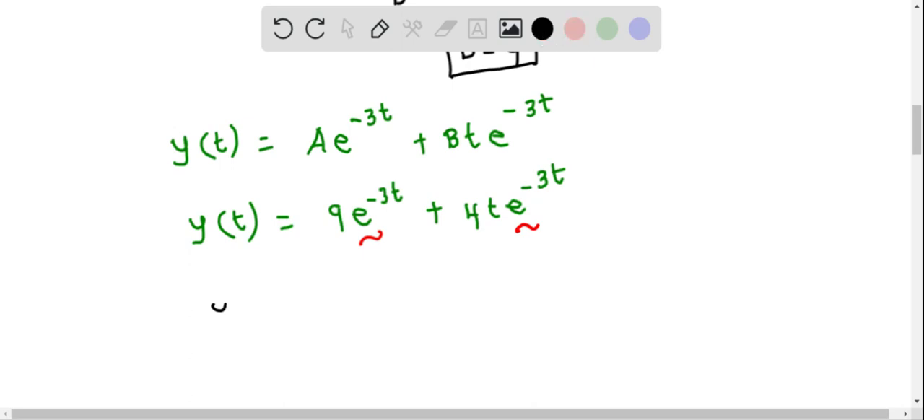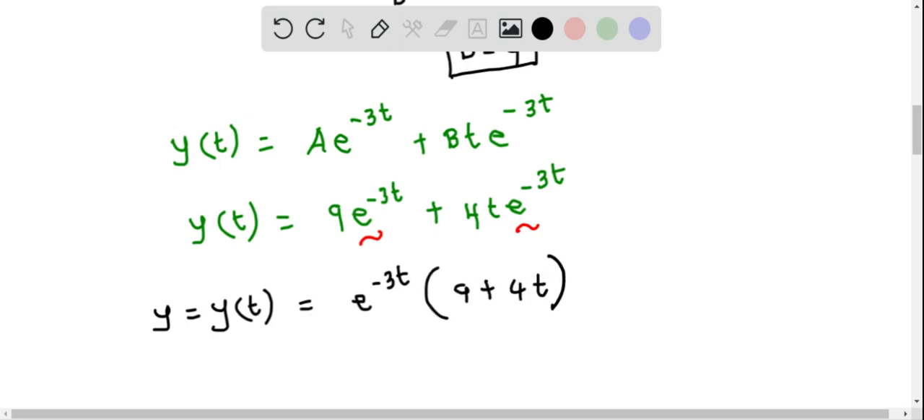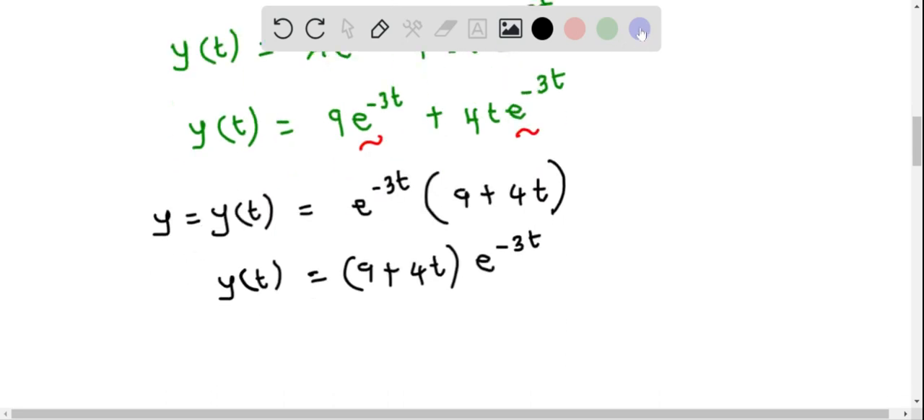So finally, we write down this particular solution, that is y of t. Sometimes we can replace this as y as well. So we can write down either as y of t or y. And this equals, when we factor the e raised to the power of negative 3t, we get 9 in the first term and 4t in the second term. So this is the expression, or else we can also write down this in another form as 9 plus 4t times e raised to the power of negative 3t. So this is, whether we use y of t, the particular solution of the given differential equation.